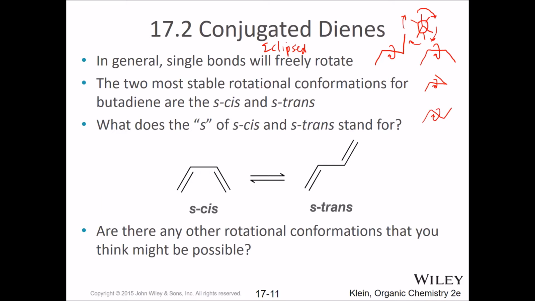Now, the two most stable rotational conformations for butadiene are S-cis and S-trans, right? Where that's rotating. However, they don't rotate freely. Why? Because of the conjugation. We'll see more in section 17.3, but it turns out this is evidence that there is double bond character. Wow, surprise.